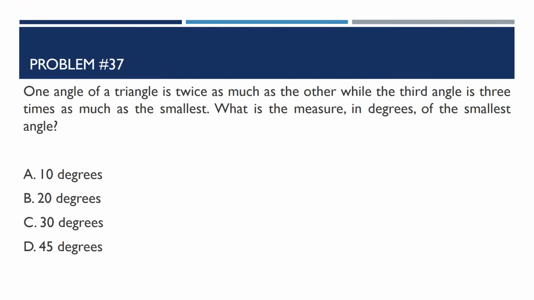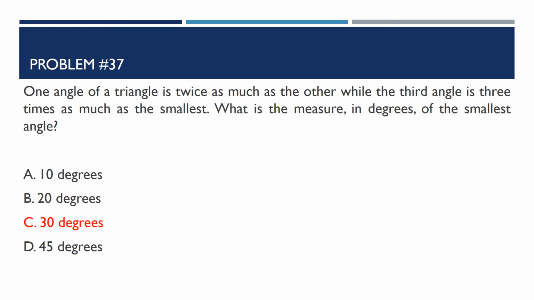Number 37. One angle of a triangle is twice as much as the other, while the third angle is 3 times as much as the smallest. What is the measure in degrees of the smallest angle? So let's figure out the answer. The answer for this problem is 30 degrees. So how did you get this answer?